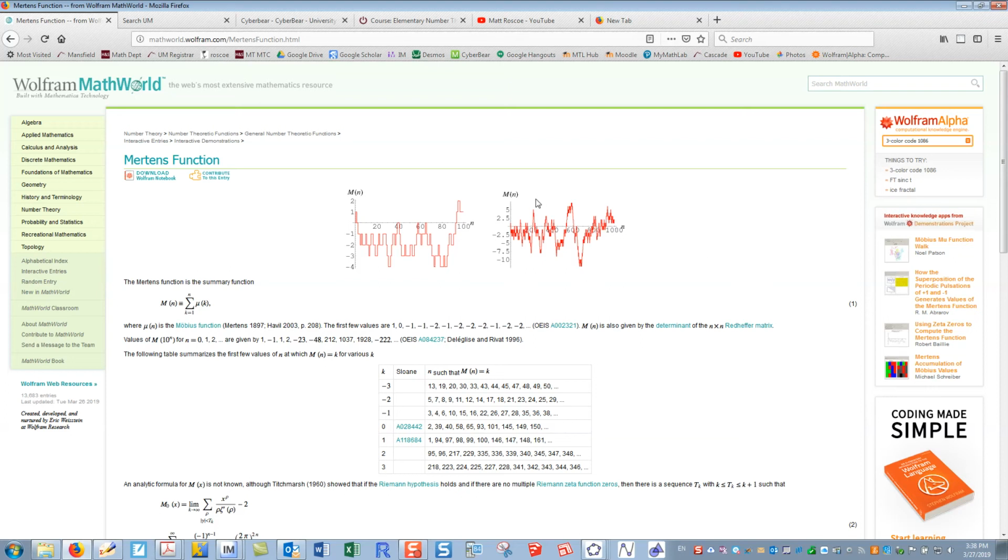I think this is an interesting graph, and it makes you wonder a little bit about the construction of numbers and the distribution of square-free integers, and the ones that are even or odd in terms of length. So kind of an interesting function in itself.